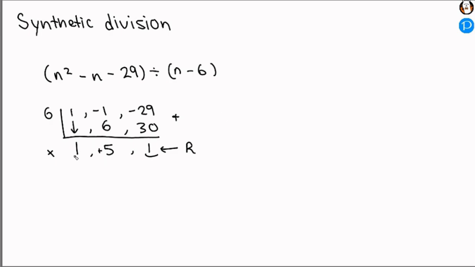So 1 and +5, these are going to be our coefficients of our answer. So we're going to have n plus 5, with a remainder of 1. Let's try another example.